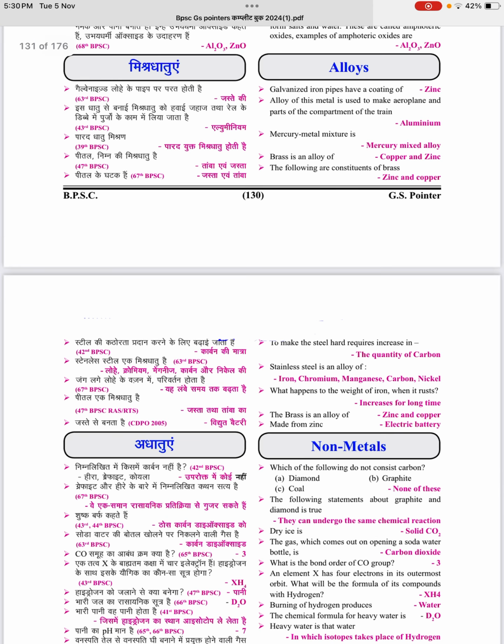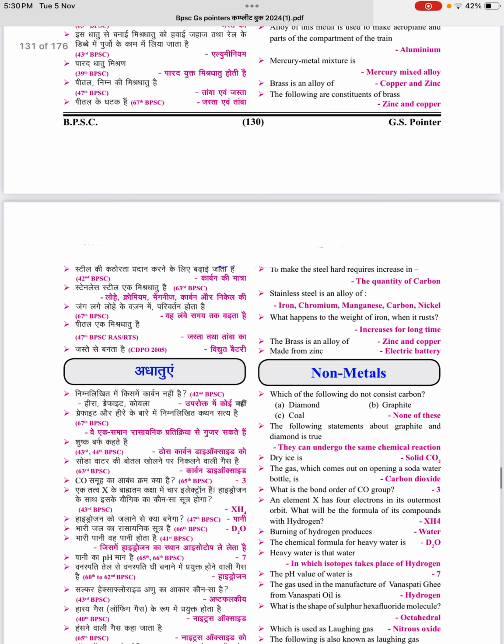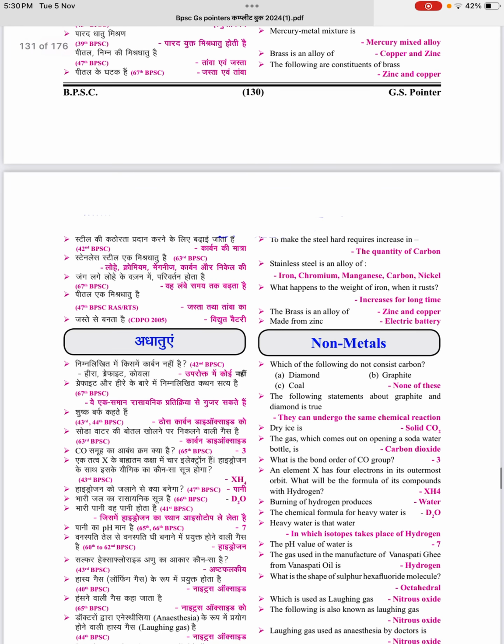Alloys. Galvanized iron pipe has a coating of zinc. An alloy of this metal is used to make aeroplanes and parts of train compartments: aluminium. A mercury metal mixture is called an amalgam. Brass is an alloy of copper and zinc. The constituents of brass are copper and zinc; bronze is copper and tin.